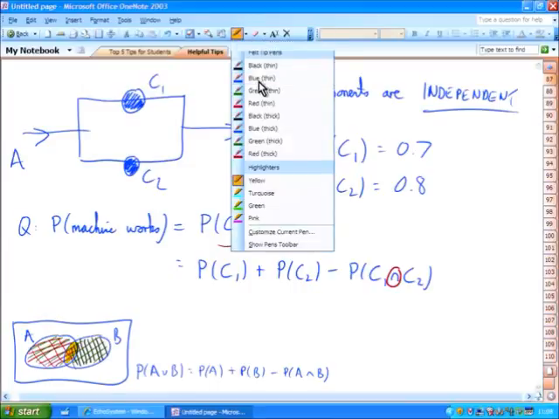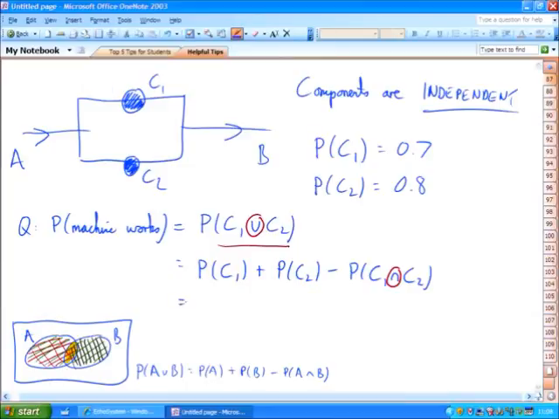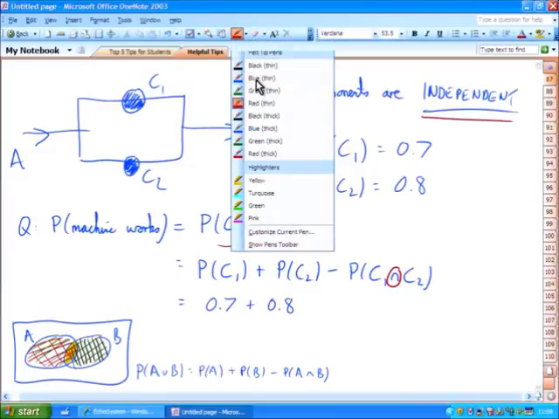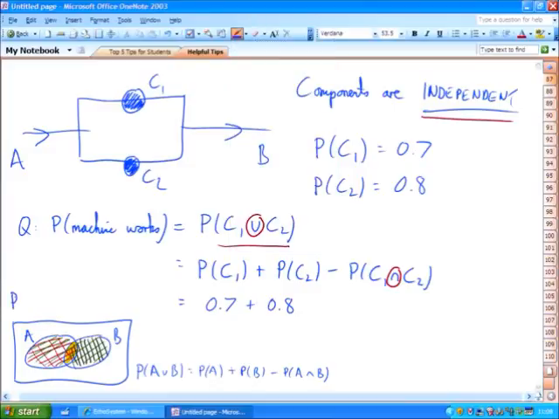Okay, so returning back to our component problem, what is the probability of C1? Well, I know that that is 0.7. What is the probability of C2? Well, I know that is 0.8. So what about the probability of C1 intersect C2? Well, to solve for this, I'm going to make use of this independence assumption. Because if two events are independent, then, for example, if I had the probability of A intersect B, where A and B were independent, then this is just going to be the product of the individual probabilities.